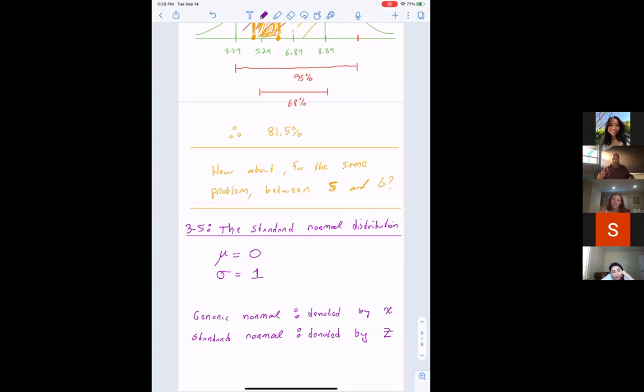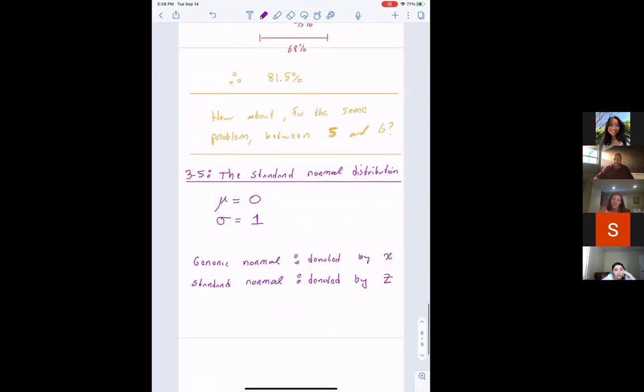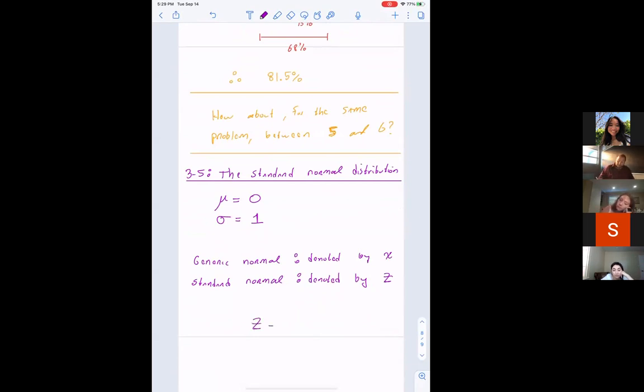Your calculator, you don't have to convert it to the standard normal, but you could. With tables, you have to. There's no way around it because there's not a table for every scenario. So how do I take a generic normal and convert it to a standard normal? The answer is by the following formula. Z equals X minus mu over sigma.